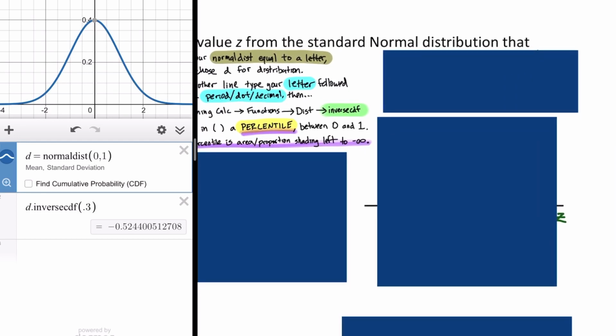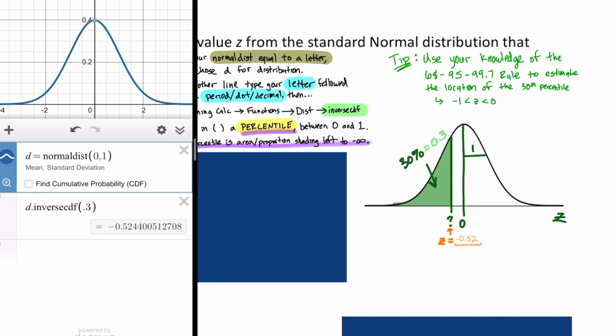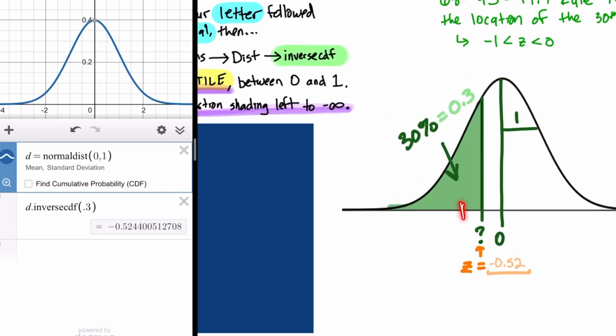So first, as always, let's draw our picture. Here's a tip. When you're drawing the picture with the shading, you can use your knowledge of the 68, 95, 99.7 rule to estimate the location of this 30th percentile. In this case, I know that if I'm at -1 and looking less than, that's 16%. Let me point to it using this graph. If I'm at a z-score of -1, and I look for the area less than, that should be 16%.